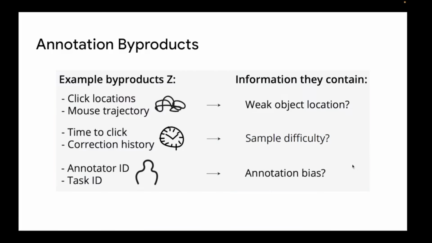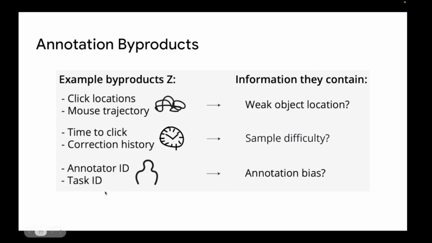So the data set is here and here. Examples of byproducts from the annotation are click locations or mouse trajectory, which could give you information about object location. It's going to be very noisy, but still better than no information at all. There are interesting types of information like how much time it took for the annotator to click, or the correction history. If the annotator is not sure, then they're going to make corrections several times. If that happens, that's a good indication that this sample is hard. And this hardness information could further train the model with awareness of which samples are difficult. This, for example, enables curriculum learning for the models, or could be a source of supervision for uncertainty estimation.